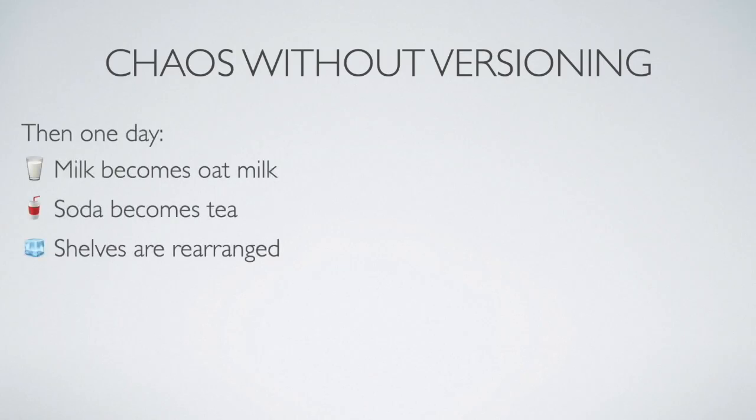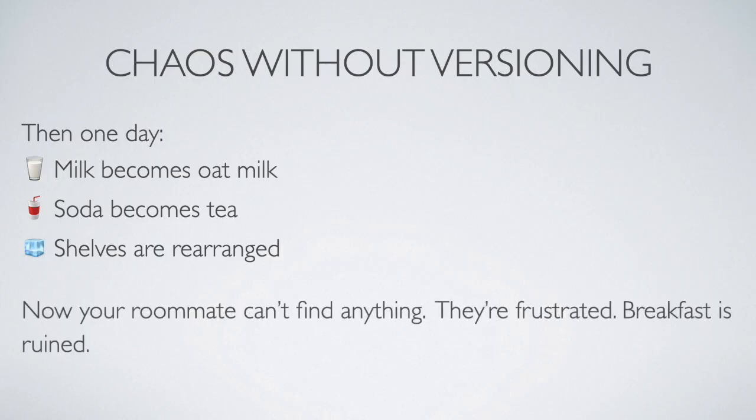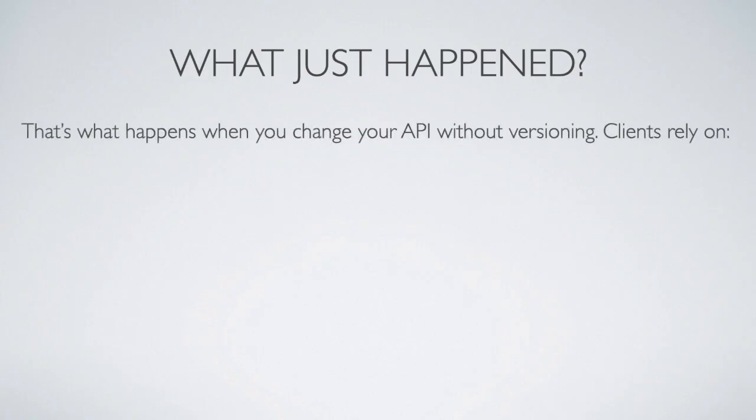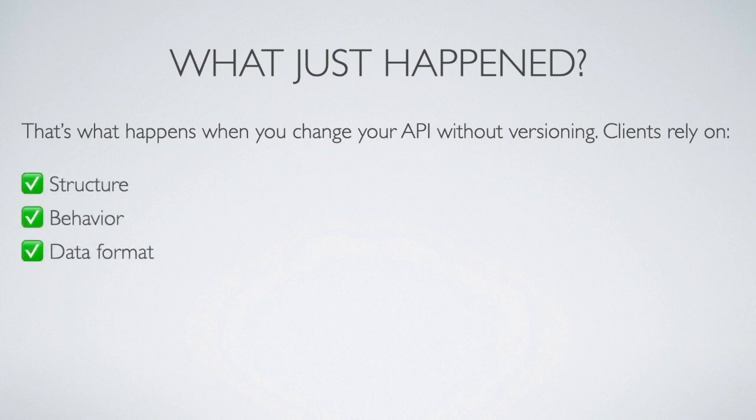Now imagine one day you silently replace the milk with oat milk, the soda with tea, and you rearrange all the shelves. Suddenly, your roommate can't find anything. The breakfast routine is ruined and they're angry. That's what happens when you change your API structure, behavior, or data without versioning. Your clients, meaning anything that consumes the API, depend on things being consistent.